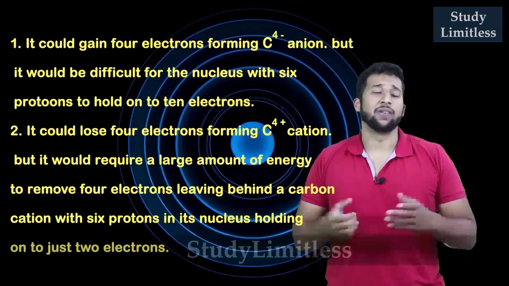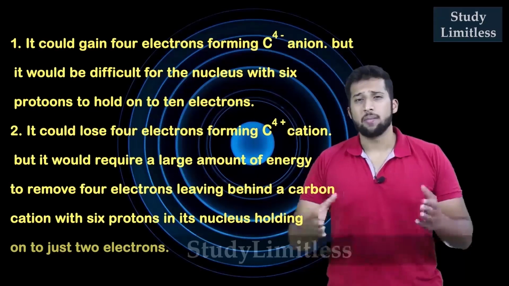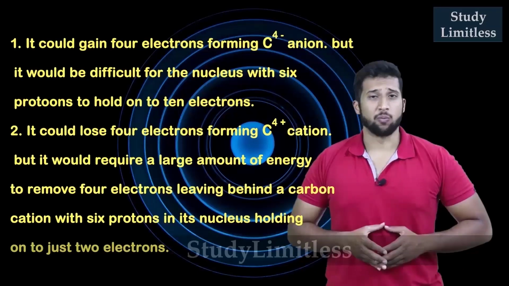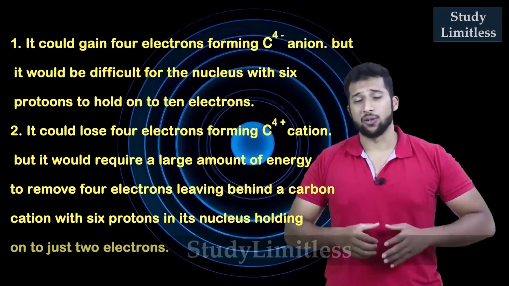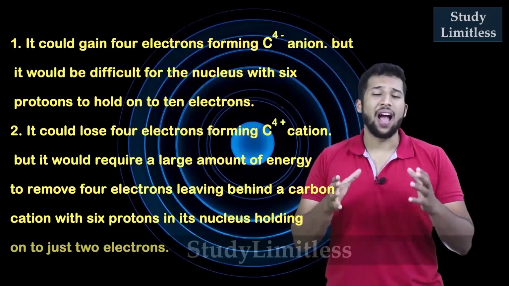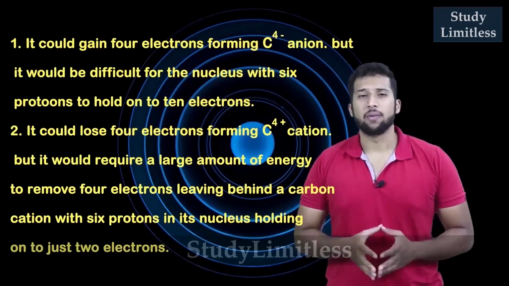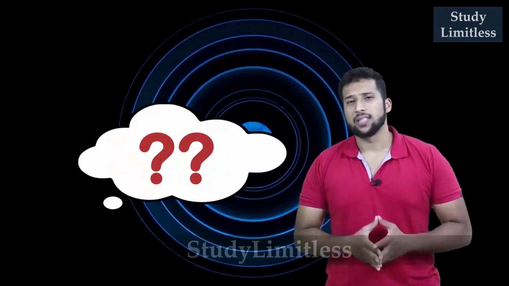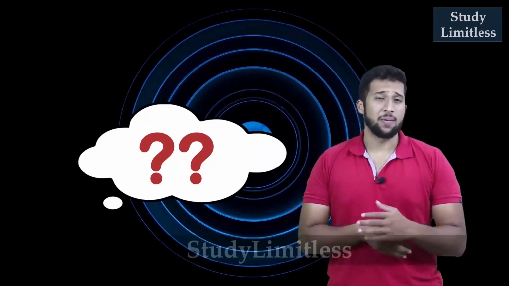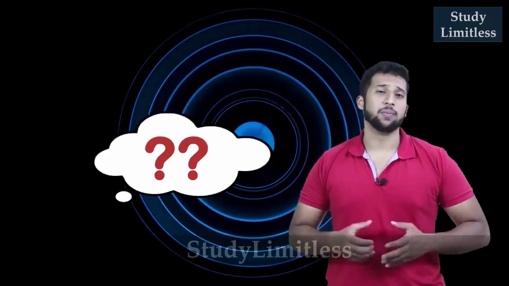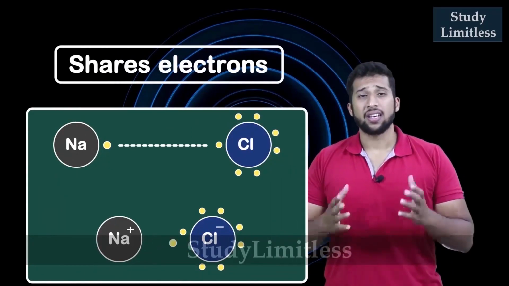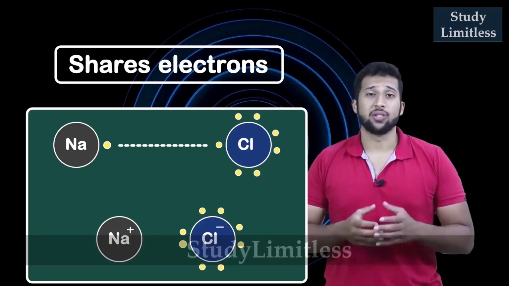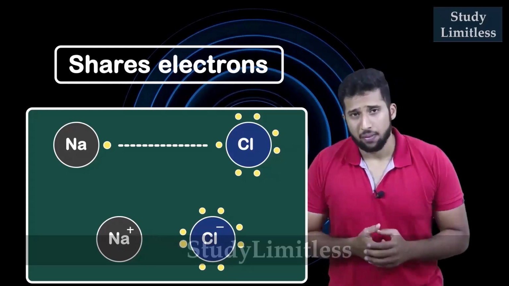And some people might even say, if it cannot form a C4-, maybe it could form a C4+ by losing 4 electrons from the outermost shell. Now, this is also not possible, as even this would require a high amount of energy, which is not viable for a small atom like carbon. So, you might be thinking, how is it that we have bonds between carbon and different atoms and elements? It is simple. Rather than giving or taking, carbon uses a sharing policy, and hence it shares its electrons with other atoms and elements.